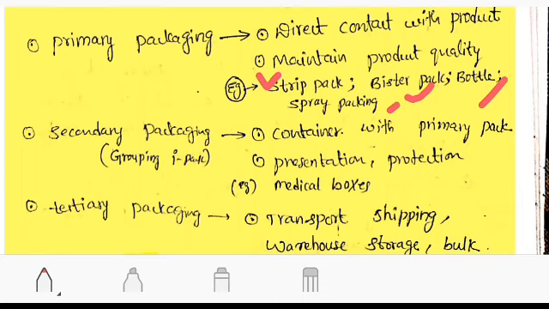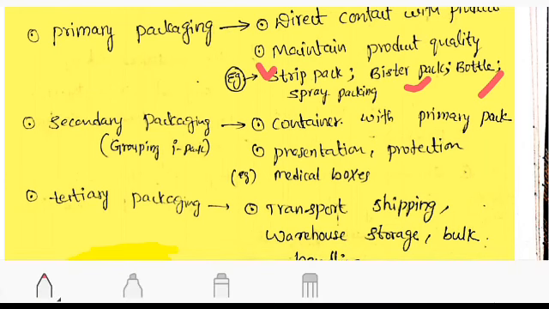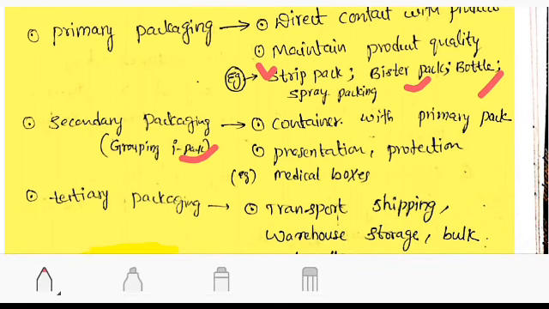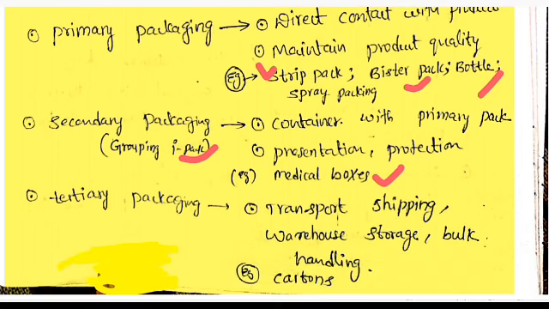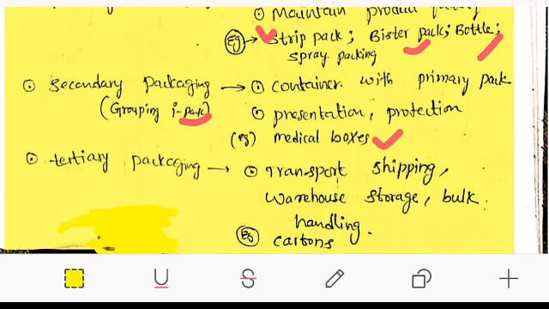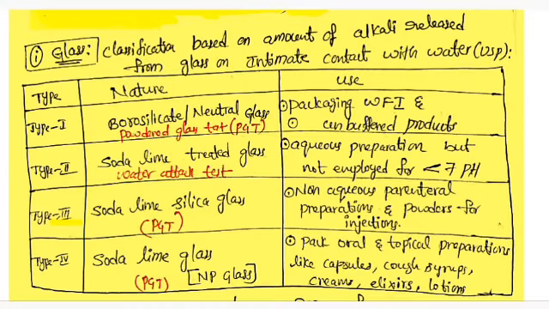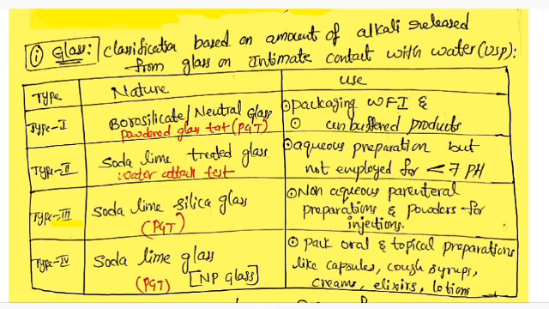Now let us discuss secondary packing. Secondary packing is a grouping of the primary packing, containers with primary packs, used for presentation and protection. An example is medical boxes. And tertiary packing is the packaging used for transport and shipping, warehouse storage and bulk handling. Now let us discuss another important area in packaging, that is types of containers used in the packaging of pharmaceuticals.